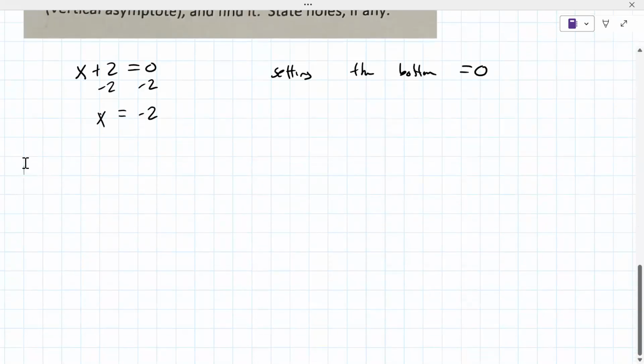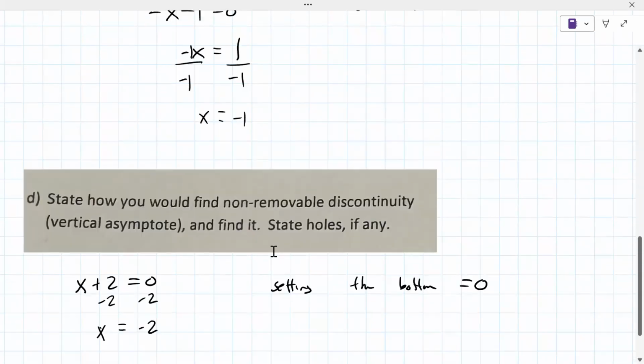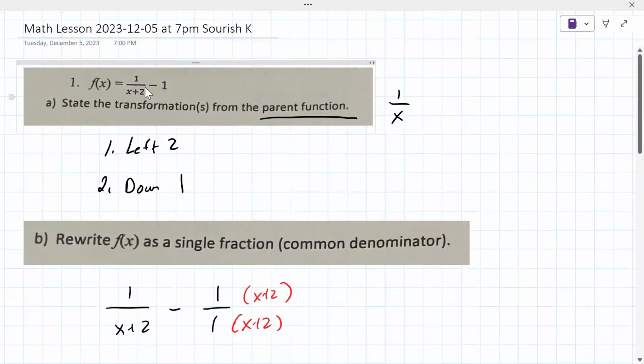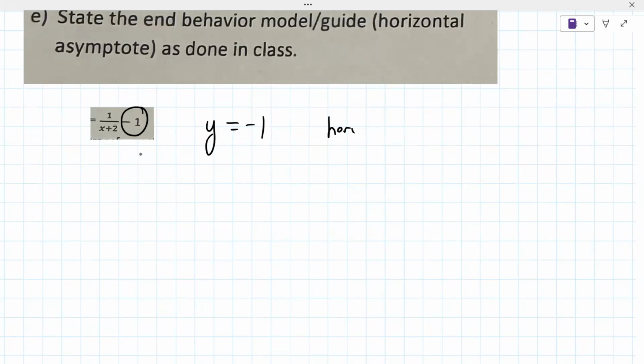All right. Part E here is we need to find the horizontal asymptote. It's actually better done from the original form, or you can use the coefficients, but let's do it with the original form here. This number, whatever it is, is the horizontal asymptote. Y equals -1 is the horizontal asymptote.